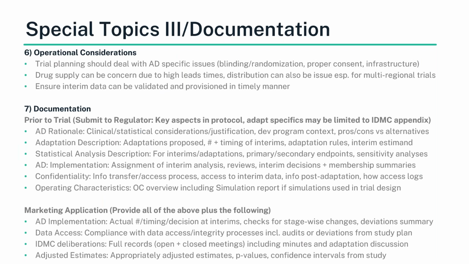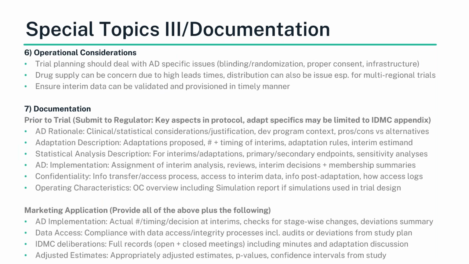So you need a rationale: the statistical considerations, the clinical justifications, the development program, the pros and cons versus alternatives you considered, the adaptations that you're going to do, how many, which ones, the rules, the estimate if that's relevant, a statistical analysis description, like for the interim adaptations themselves, for the primary and secondary endpoints if you stop, or the safety endpoints if you stop, and any sensitivity analysis you're going to have to do. So for example, as I said, if you have overhang data, you can include the overhang data, or you can do both. Adaptive design implementation, like the assignment of interim analysis, the reviews, the interim decisions, the membership summaries.